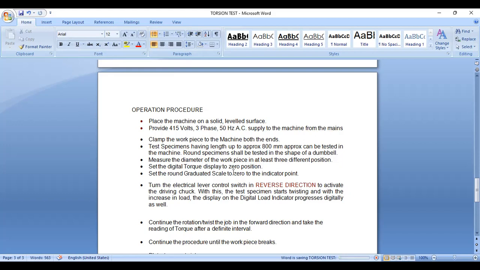Set the digital torque display to 0 position. Set the round graduated scale to 0 at the indicated point. Turn the electric lever control switch in the reverse direction to activate the driving chuck. With this, the test specimen starts twisting, and as the load increases, the display on the digital load indicator progresses digitally as well.